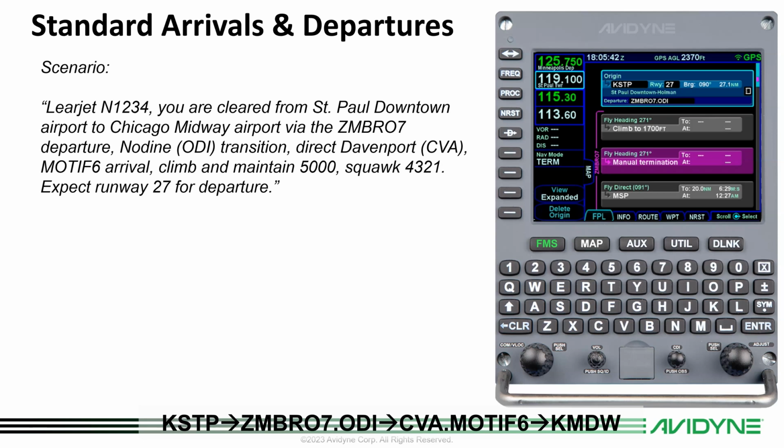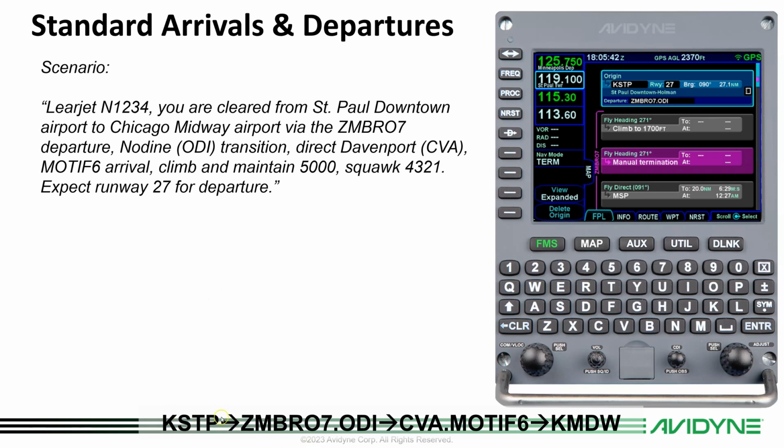Okay, let's assume we're sitting on the ground at St. Paul Downtown Airport. We get clearance: Learjet November 1234, you are cleared from St. Paul Downtown Airport to Chicago Midway Airport via the Zombro 7 departure, Nodine, ODI transition, direct Davenport, Motif 6 arrival, climb and maintain 5,000, squawk 4321, expect runway 27 for departure.